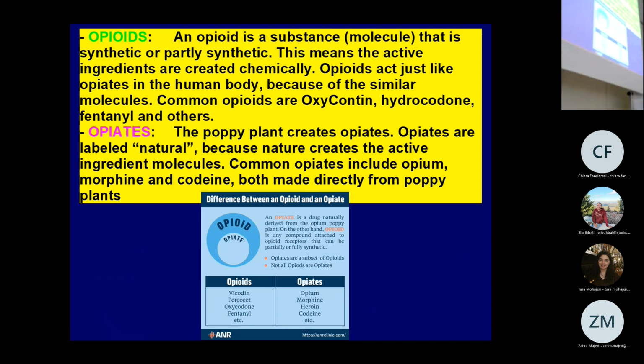Two important definitions: opioids and opiates. An opioid is a substance, a molecule, that is synthetic or partly synthetic. This means the active ingredients are created chemically. No natural sources, no alkaloids, nothing. It is a chemical compound synthesized in the lab with the ability to kill the pain.